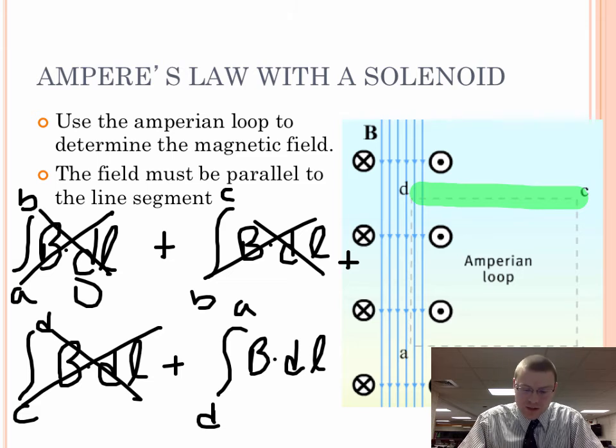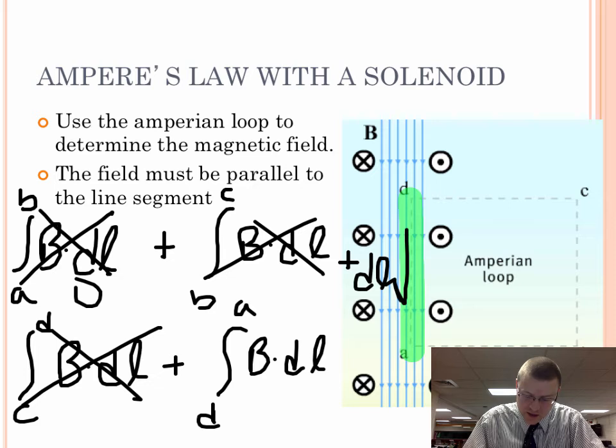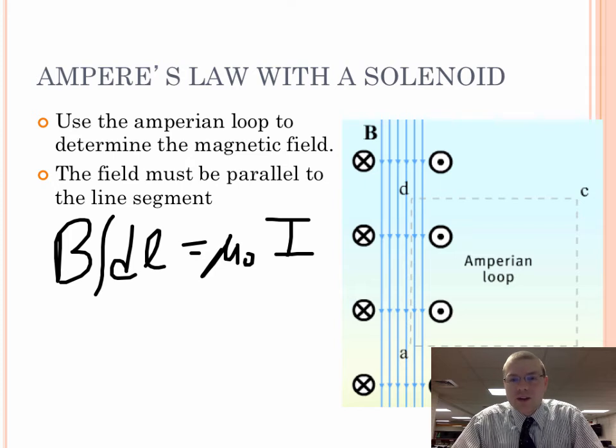What about that last segment, from D to A? Now we're getting somewhere. We've got magnetic field down, and we have dl in the downwards direction. So B dot dl is going to give me a way to solve for magnetic field strength here because they're both parallel. So I know that this segment is valid here, and since the magnetic field strength is uniform inside a solenoid, dl is just going to be the length from A to D.